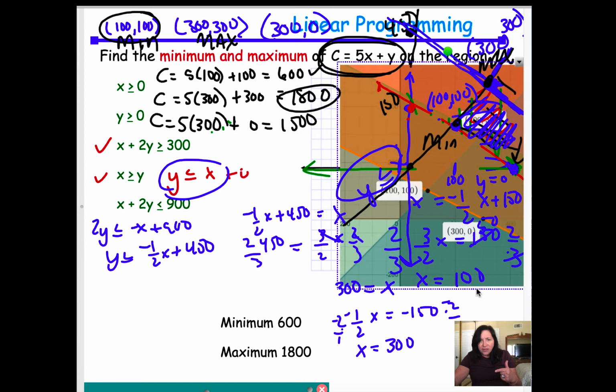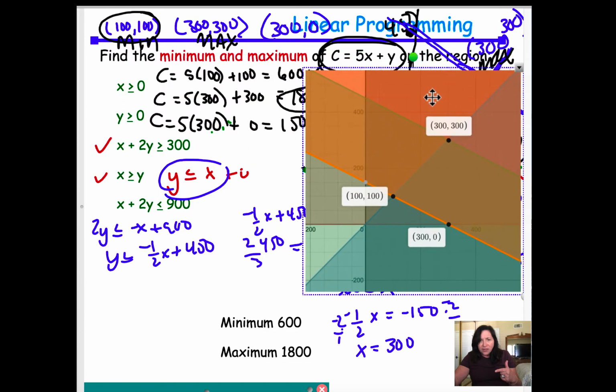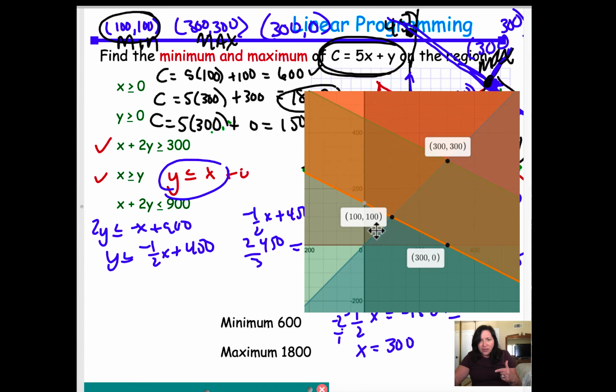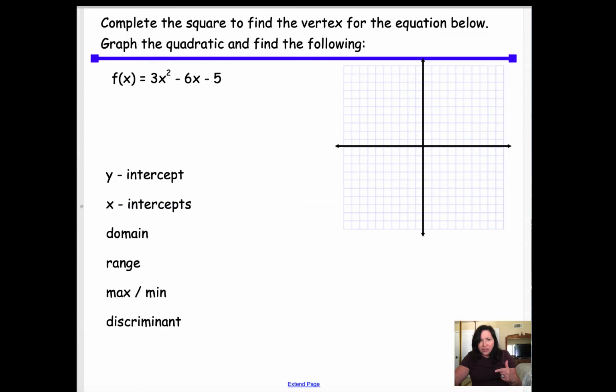Maybe I'm going to do that. Give me a second. There we go. And so I'm going to overlay this so that you can actually see this a little bit better, where you've got the 100, 100, 100, 300, 300, 300, 0, and these are your values for that problem. Know that, okay? So this one is asking me to complete the square to find the vertex for the equation below. So we're going to complete the square for this problem.